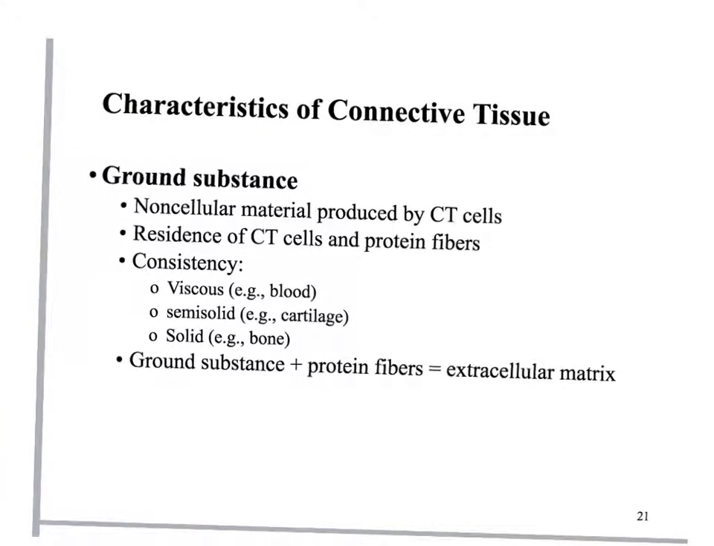Ground substance is the stuff that separates cells. It can be solid, semi-solid, or a fluid, right? We call viscous blood a semi-solid, cartilage, and the solid is bone. Okay? Ground substance is different than protein fibers, but together they are what we call the extracellular matrix. All right? So the fibers and the ground substance, that is collectively called the extracellular matrix.